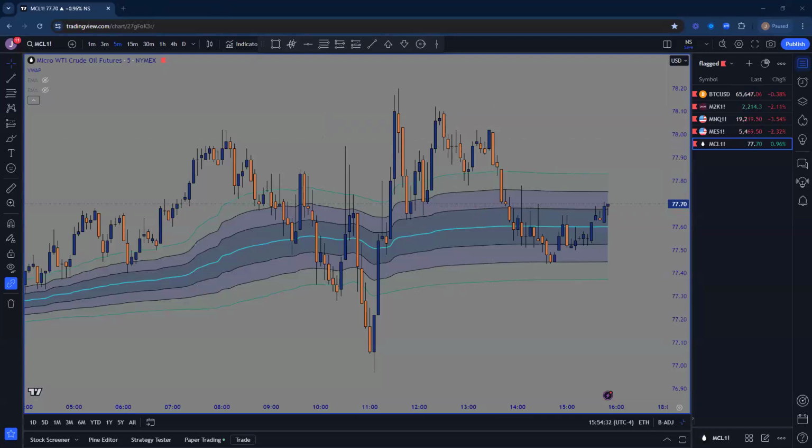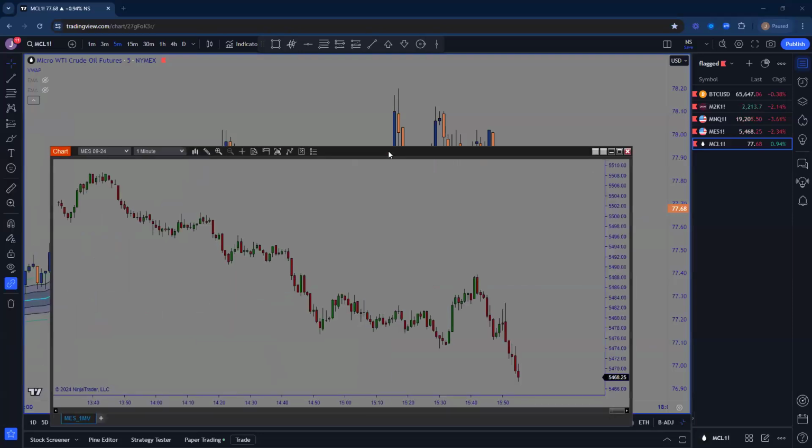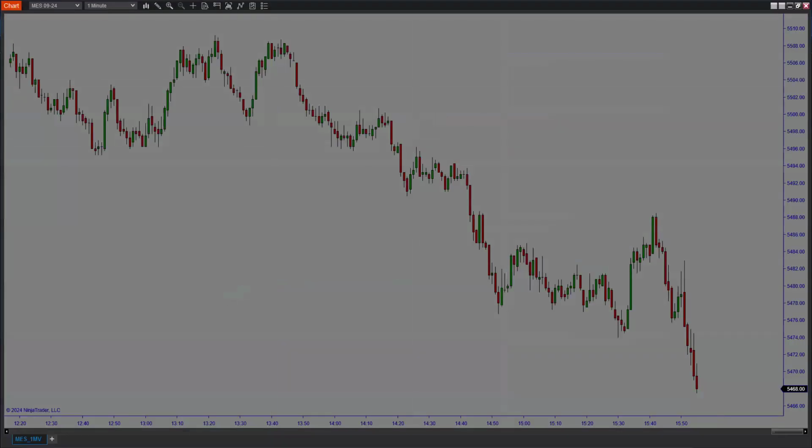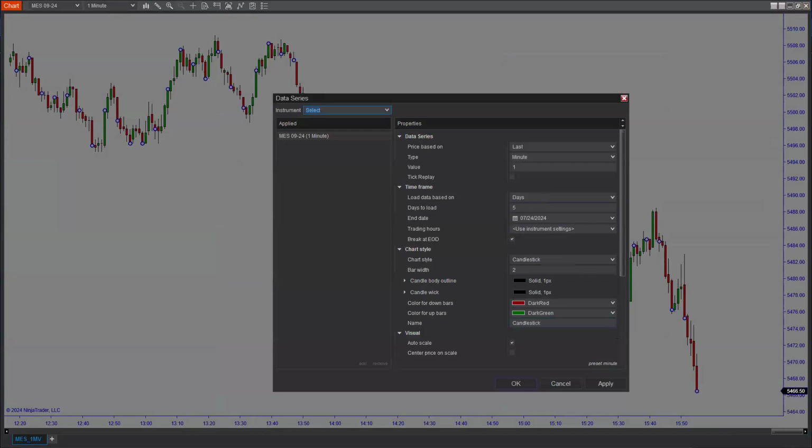Okay, let's go to a chart first. We're going to start with VWAPer on MES. So we're going to pull up our ES chart. There we go. Let's get like, yeah, 5 days is fine.